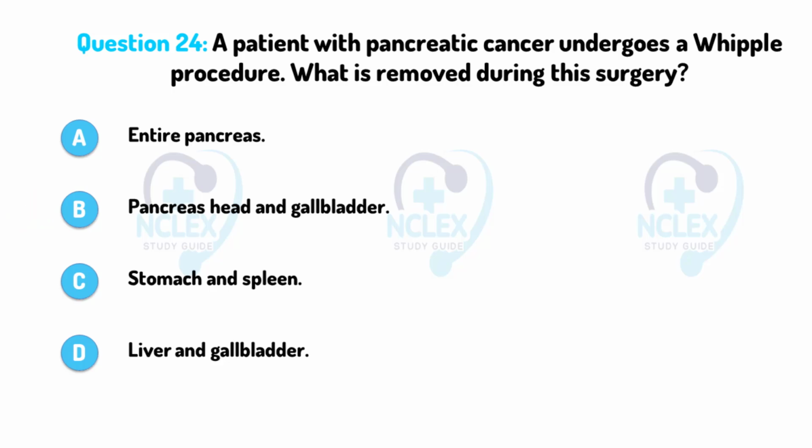Correct answer? B. Pancreas head and gallbladder. Explanation. The Whipple procedure involves removing the head of the pancreas, the gallbladder, part of the stomach, and the duodenum to treat pancreatic cancer.